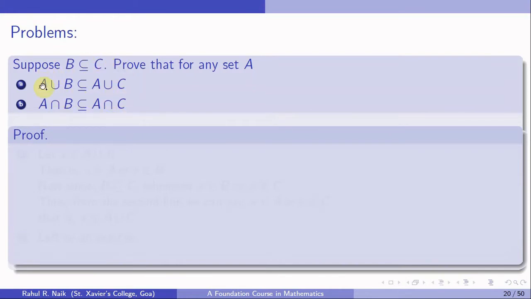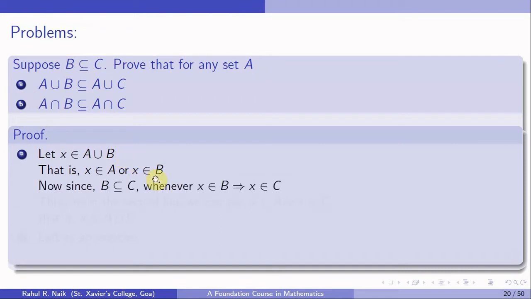So now we know that B is a subset of C. So this X belongs to B. Whenever X belongs to B, that would imply that X will be in C, as B is a subset of C, again using the property of subset. So the same statement can be written as X belongs to A or X belongs to C, because whenever X belongs to B, X belongs to C, and that proves that X belongs to A union C, proving that A union B is a subset of A union C.